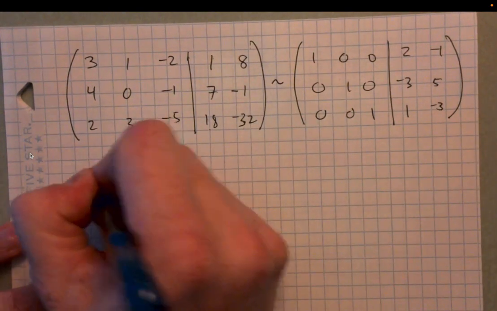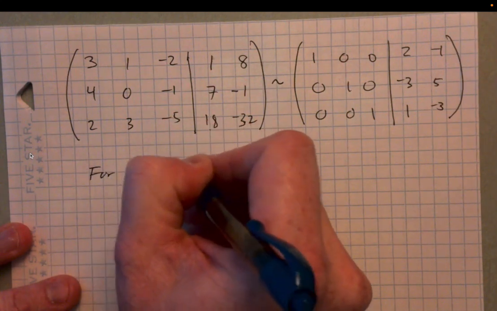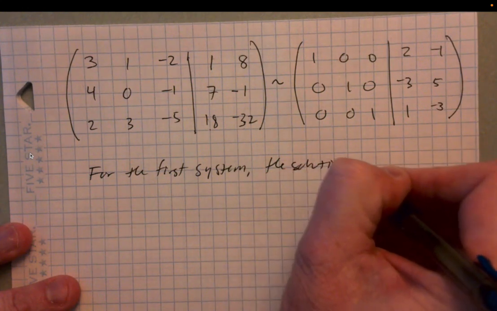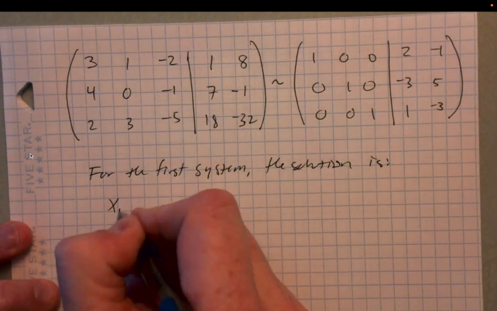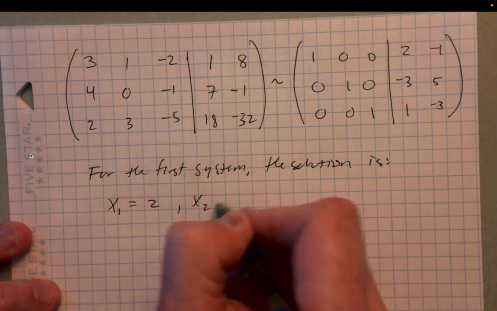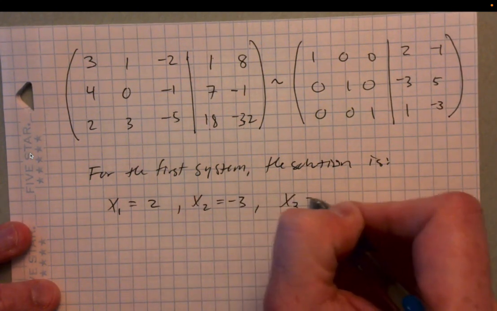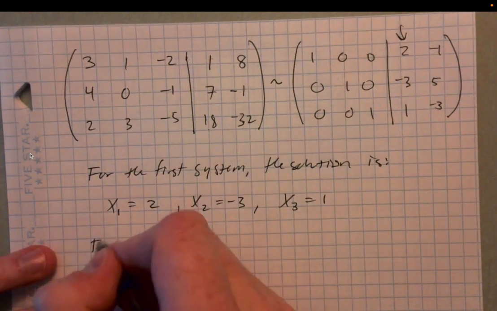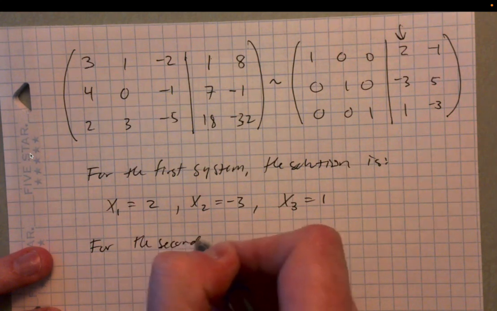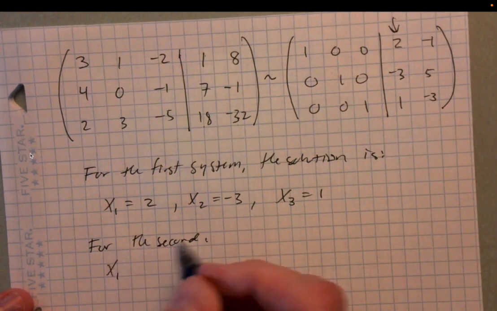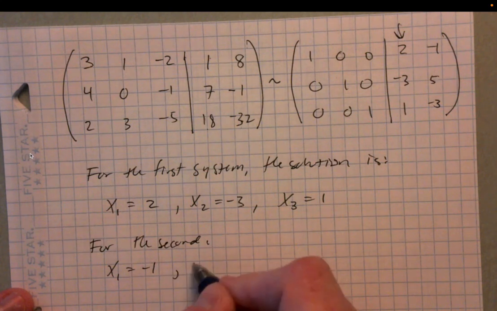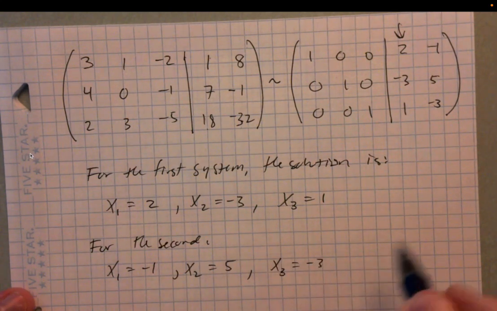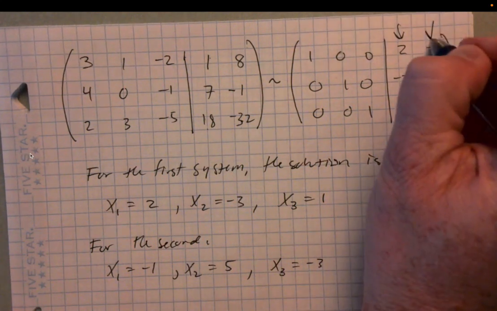So for the first system, the solution is x1 equals 2, x2 equals negative 3, x3 equals 1, right? Just reading it off of this column. For the second, well, it's the next column. x1 is equal to negative 1, x2 is equal to 5, and x3 is equal to negative 3, right? Again, just reading it off of the column.